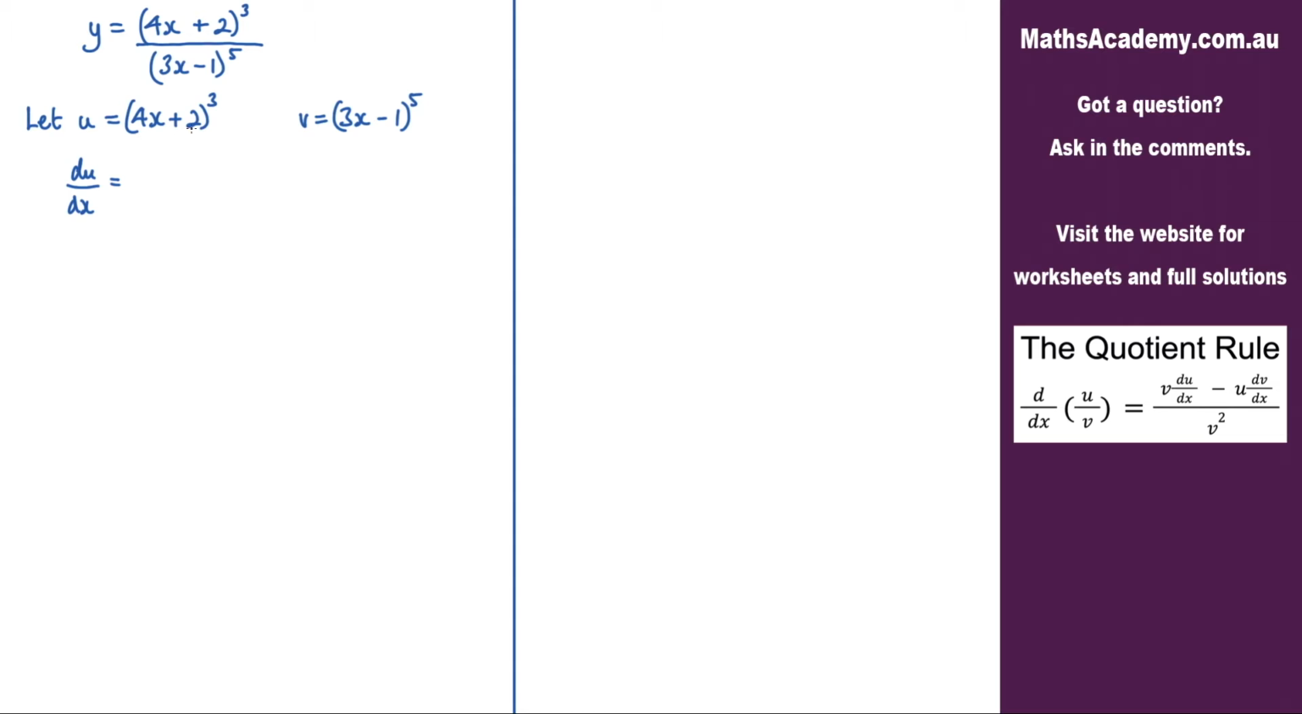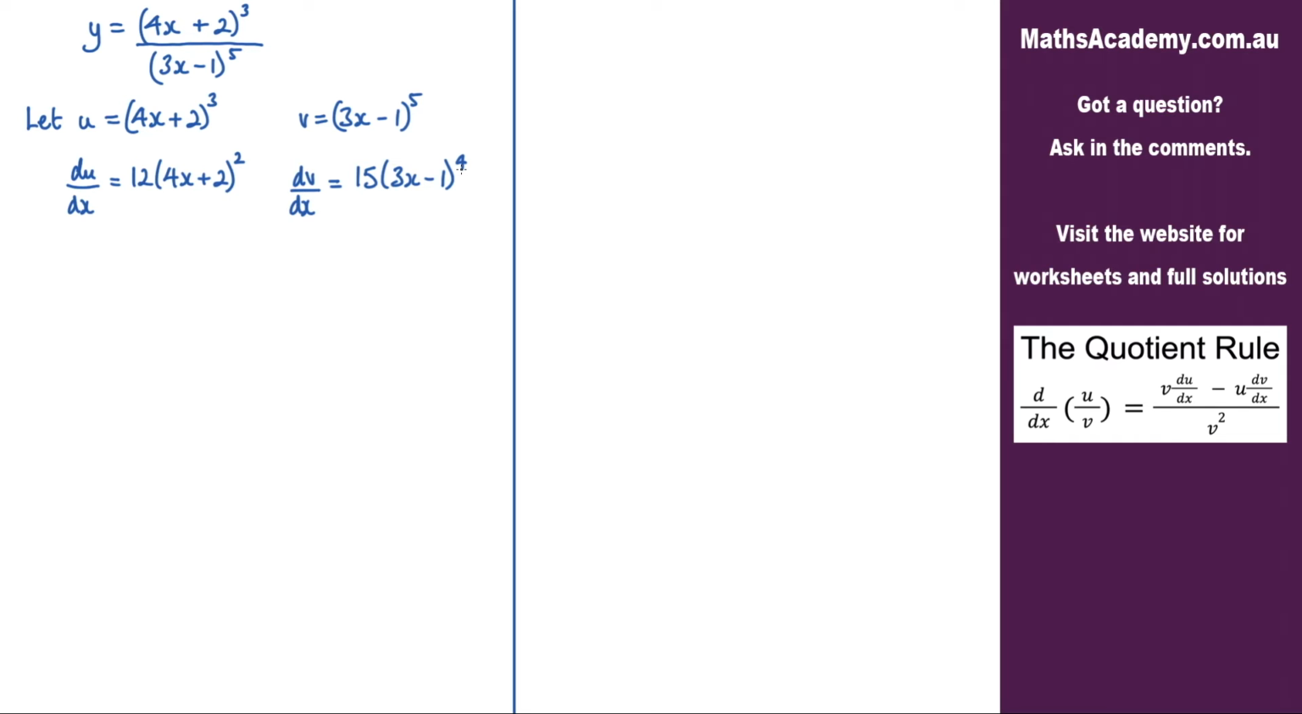Now if you're not sure about differentiating these in one go, you can apply the chain rule here. And if you're still not sure, I'll put a link in the top right hand corner to some videos on the chain rule, and you might want to have a little bit of practice on those. But differentiating here, we would get du/dx equal to 12(4x + 2) to the power of 2, and dv/dx would be equal to 15(3x - 1) to the power of 4.